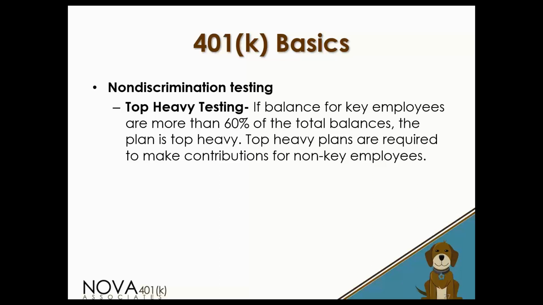Another non-discrimination test that we need to do is called top-heavy testing. What top-heavy testing does is it uses another group of employees. The IRS likes to keep it interesting for us. So instead of looking at highly compensated employees, the top-heavy testing looks at key employees. It looks at the account balances of the key employees, and if their account balances in total are more than 60% of the total plan assets, then your plan is considered top heavy for that year. And top heavy plans are required to make contributions to non-key employees. So it's important to realize if your plan is going to be top heavy or not, because if it is, it does hold that contribution requirement to the non-key employees.